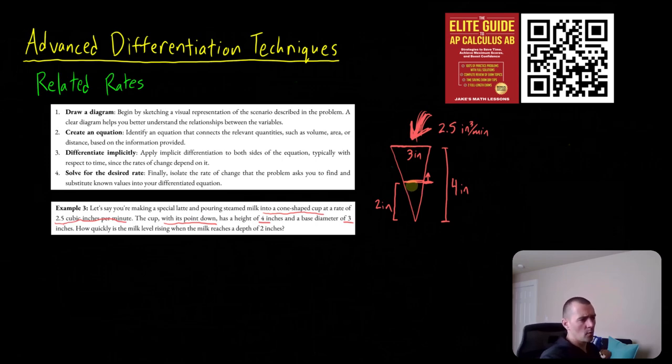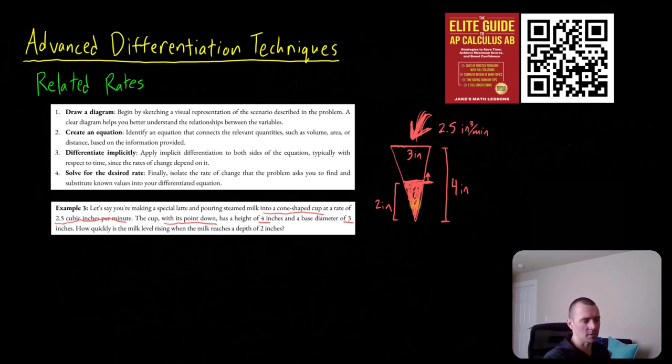So what we're really looking at here is how quickly the height of this little milk cone is increasing. That's basically what we're looking at. We're looking at this part of the cone right here, not necessarily the whole cup. The whole cup is not changing. It's just a cup. But the milk in it is changing over time. So that's going to be the quantity that we want to look at.